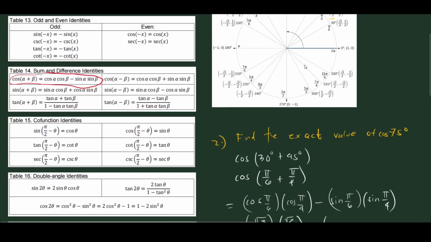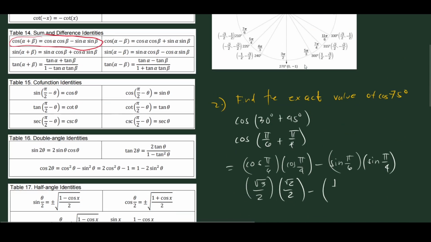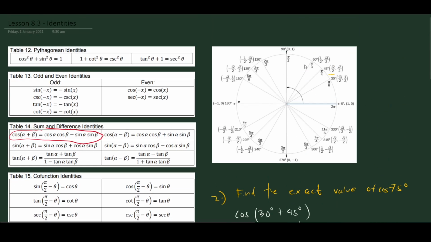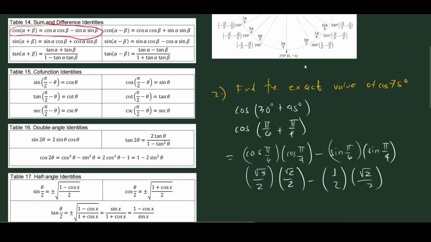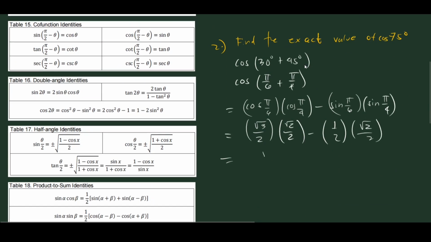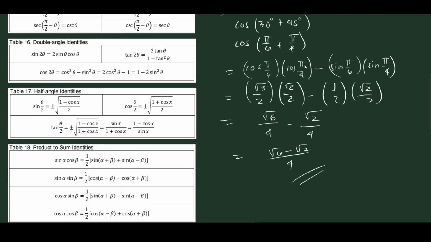And then minus sine pi over 6, we will get 1 half. And then sine pi over 4, so it's the same thing. So square root of 2 all over 2. Okay, so let's evaluate this. We will get square root of 6 all over 4 minus square root of 2 all over 4. So we can then simplify this even further by square root of 6 minus square root of 2 all over 4. Okay, so this is our answer.